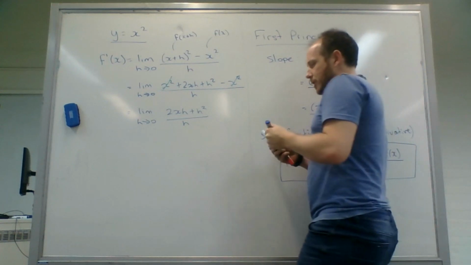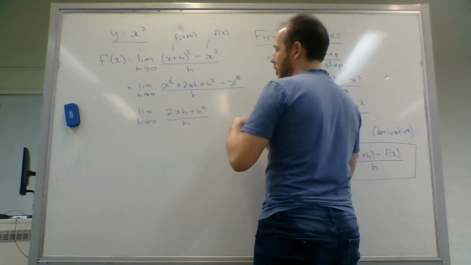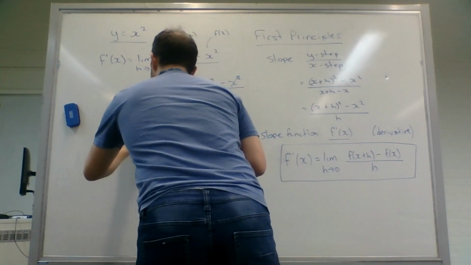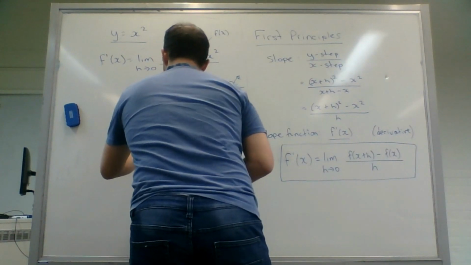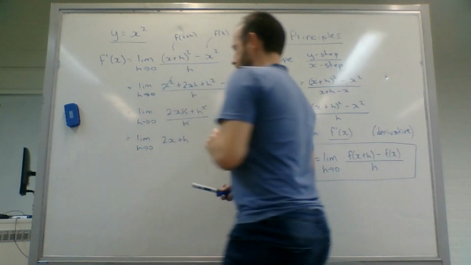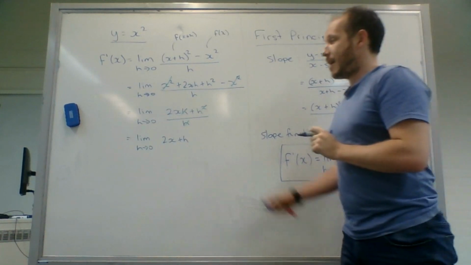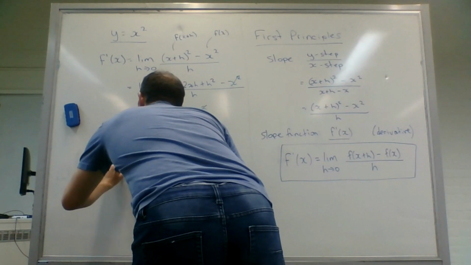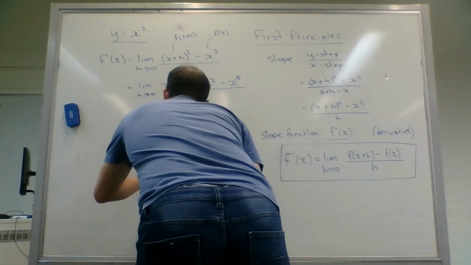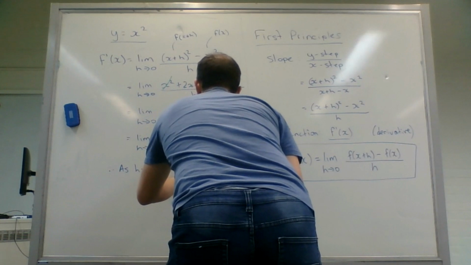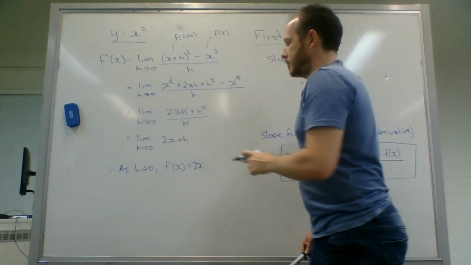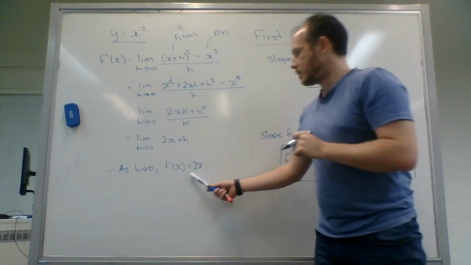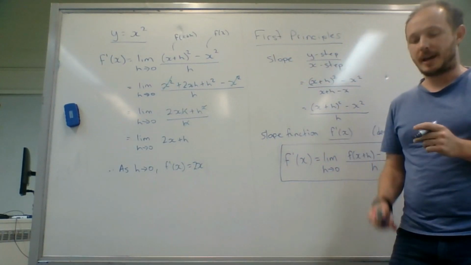Now at this point we can also cancel out a common factor of h on the top and the bottom. So we get the limit as h goes to 0 of 2x plus h. Alright, now at this point we can execute our limit and say, so therefore as h approaches 0, f dash x will equal 2x. Because as h goes to 0, this term here will basically be 0. And so we'll be left with f dash x equals 2x.